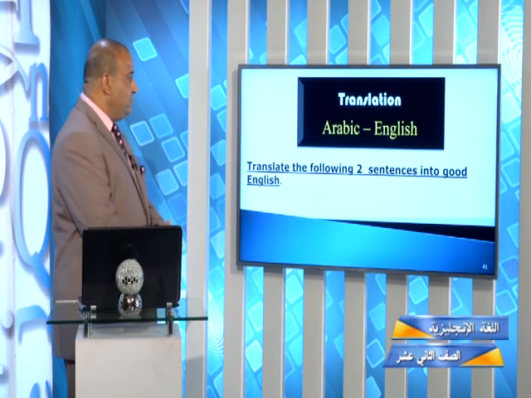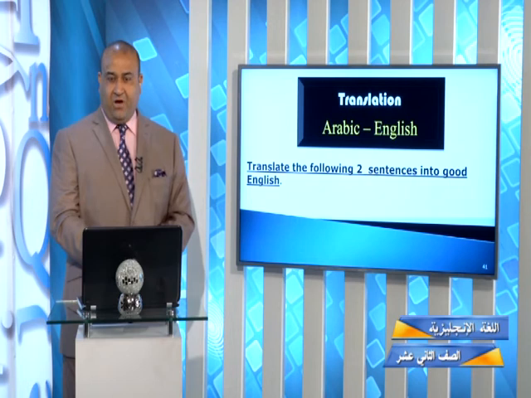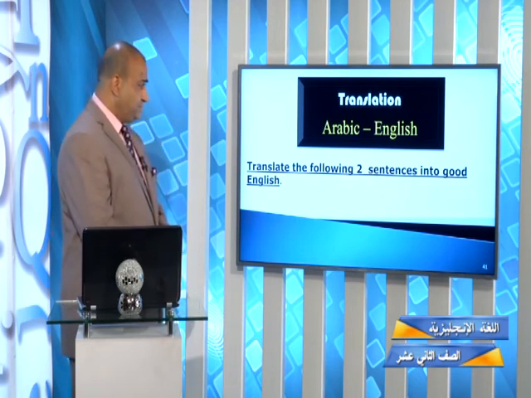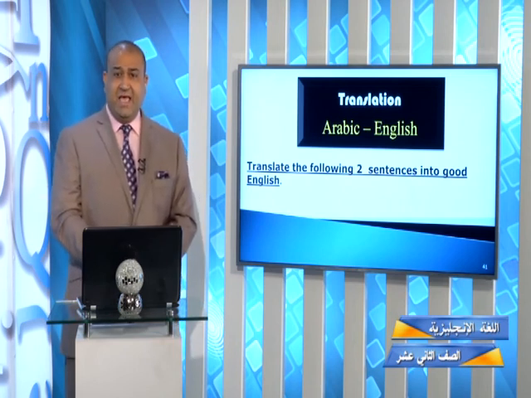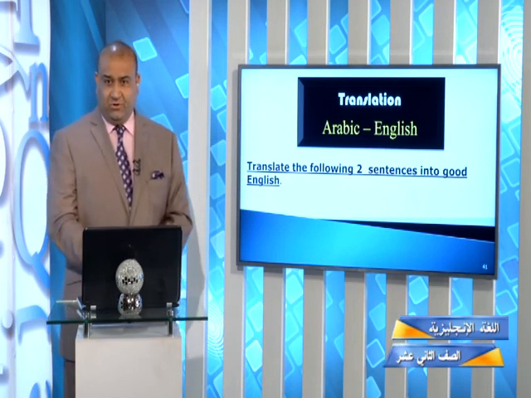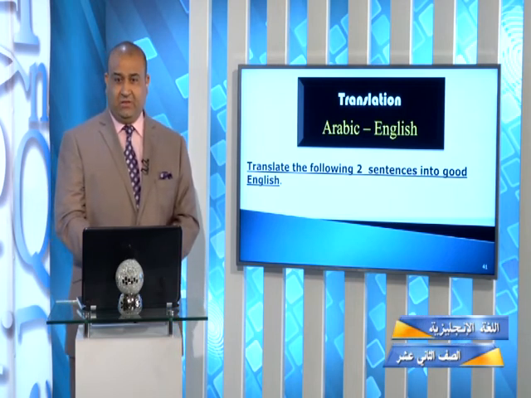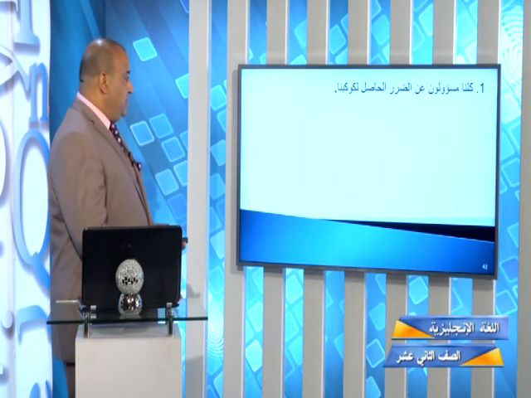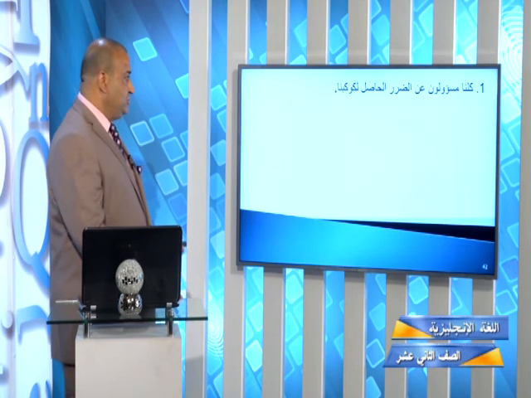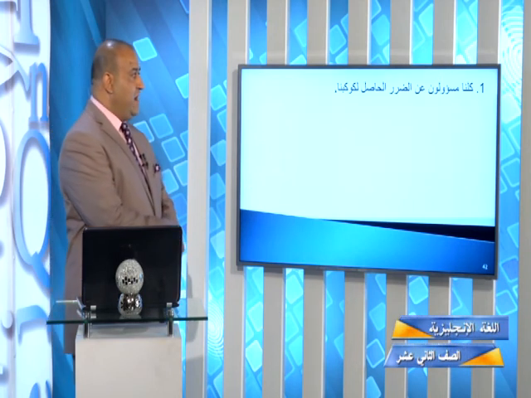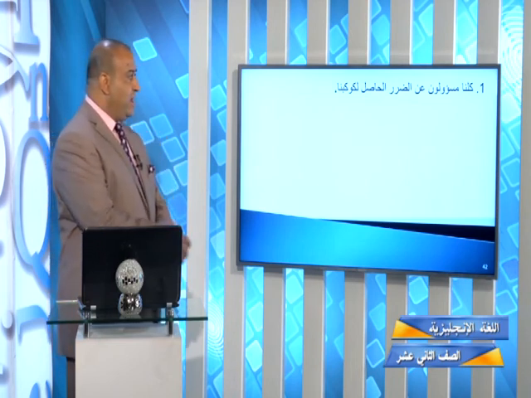Now let's move to task number 2. You are going to answer this question by translating from Arabic to English language. And by the way, your answer, which is in English, is taken word by word from your textbook. So if you learn or you understand your set book questions, this will help you a lot. So the question says, translate the following 2 sentences into good English. The first one, كلنا مسؤولون عن الضرر الحاصل لكوكبنا.